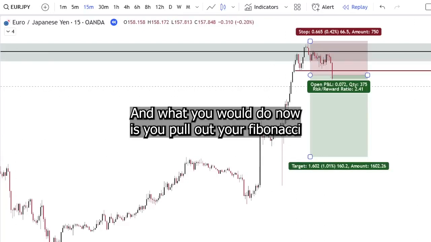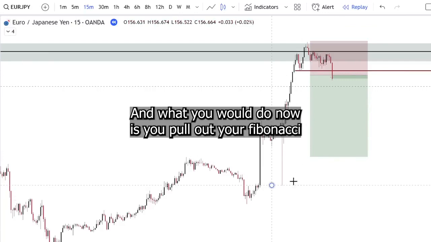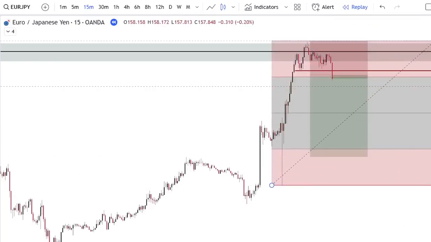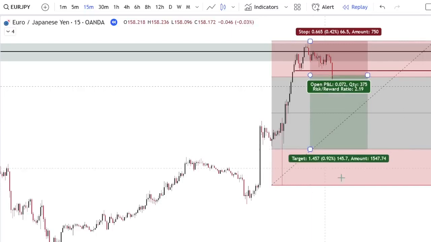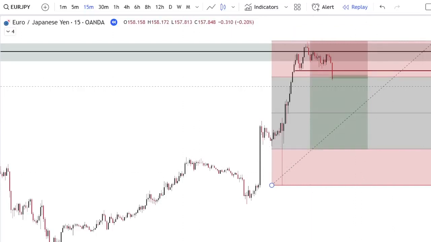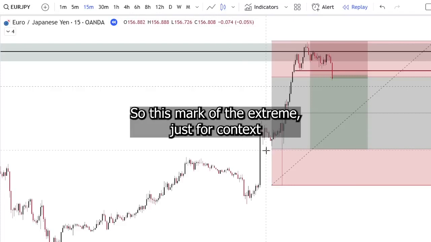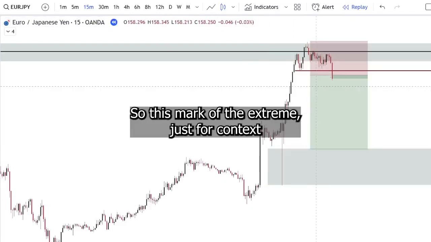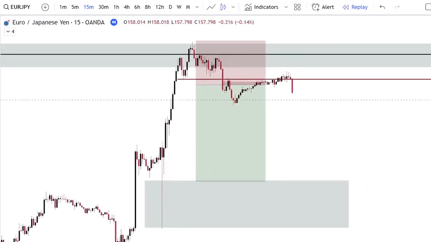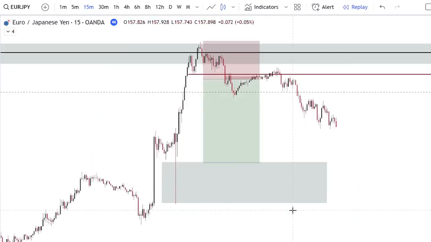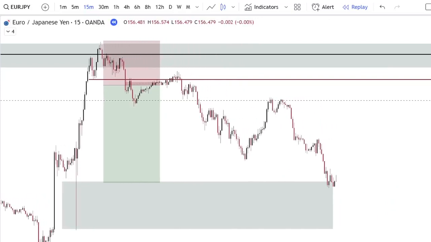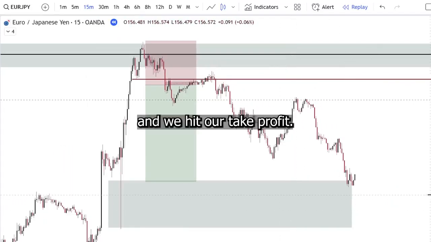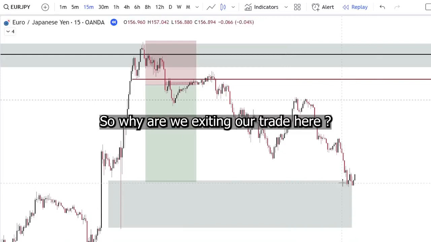What you would do now is pull out your fib, get the last swing low and the last swing high, and mark up your extreme. So your TP would be right here. Let's mark up the extreme just for context. And we hit our take profit. So why are we exiting our trade here?